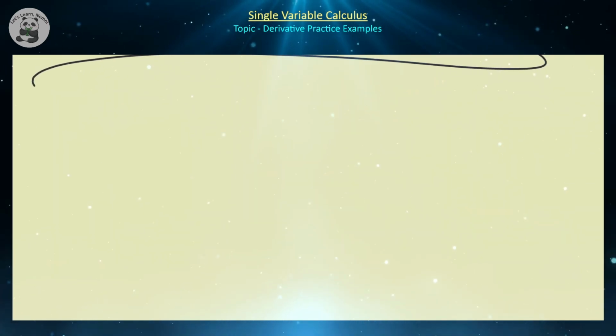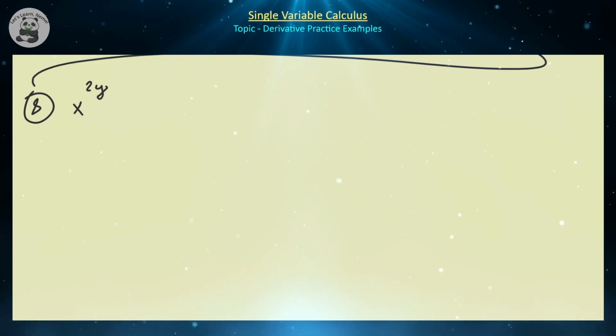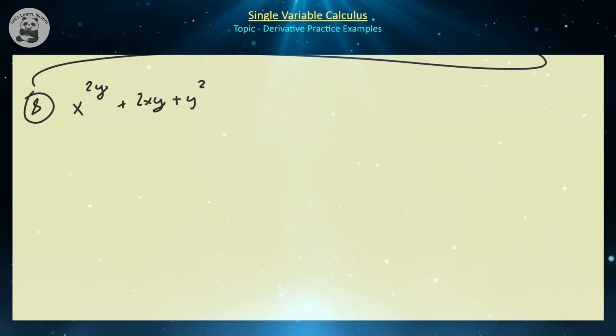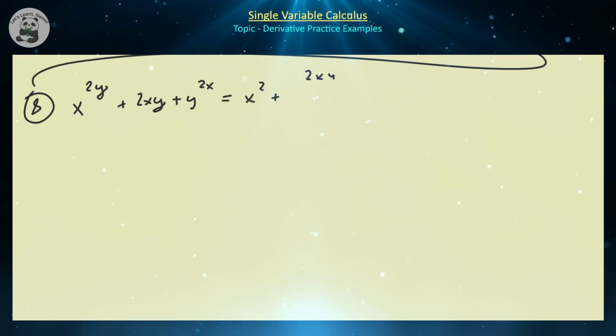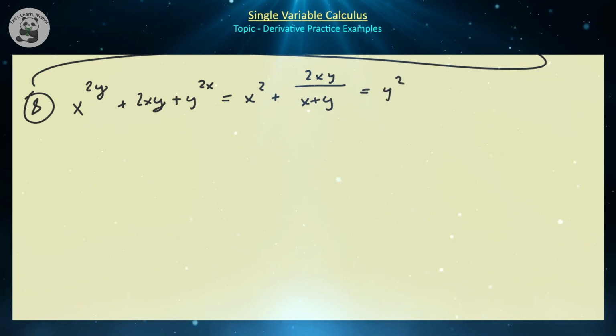Let's do another example where we're actually going to use a lot of substitution because our functions are going to be very, very messy here. So we're going to have x to the 2y plus 2xy plus y to the 2x is equal to x squared plus 2xy all over x plus y, is equal to y squared plus y squared, not is equal to.